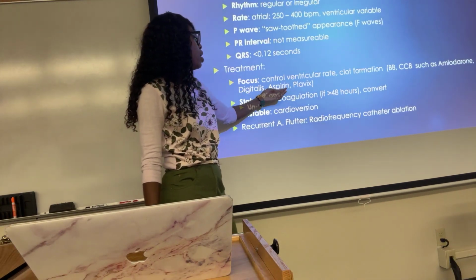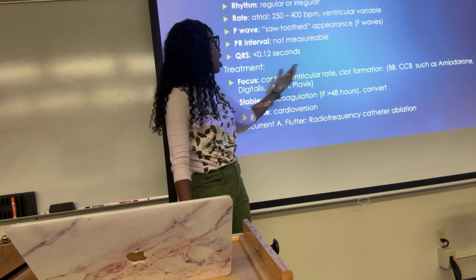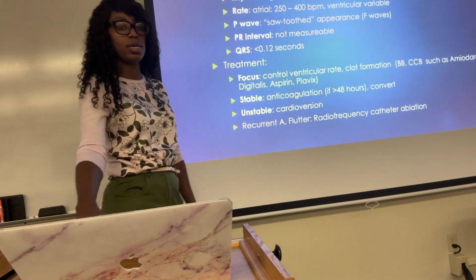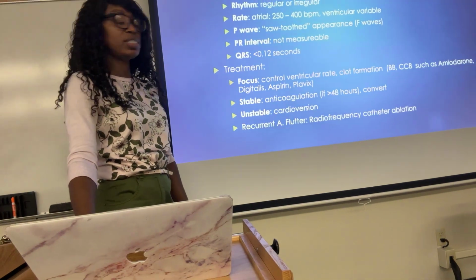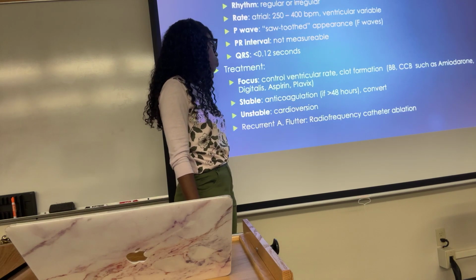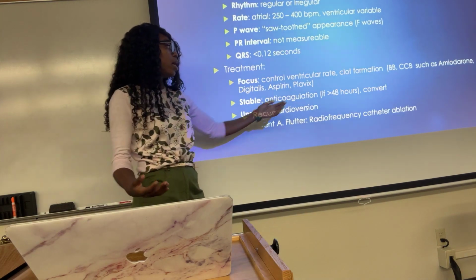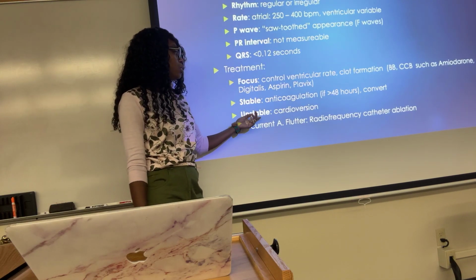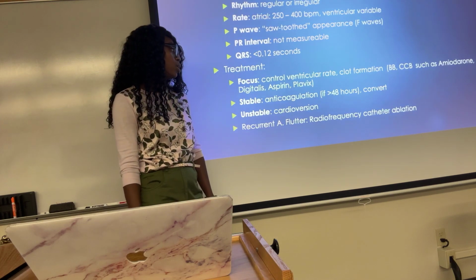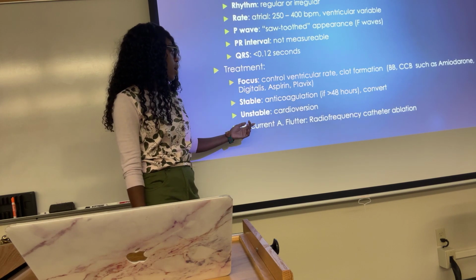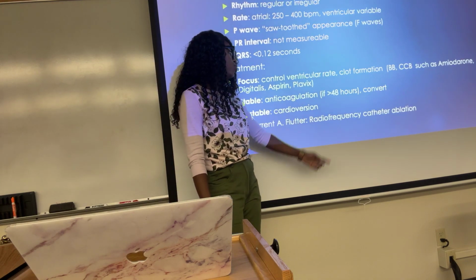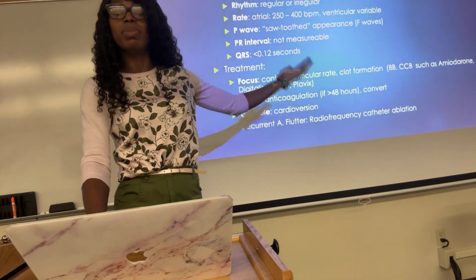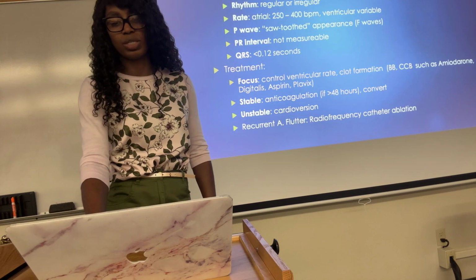So they're going to be on aspirin, Plavix for the clotting, and digoxin, beta blocker, calcium channel blocker, amiodarone for the contraction or the heartbeats. If it's stable, we do anticoagulants because we don't want them to clot, and we do a cardioversion as we're watching. They're stable, but we don't want them to stay there. If they're unstable, we definitely want to do a cardioversion. For recurrent flutter, radiofrequency catheterization, catheter ablation, so that we can burn out the area that's causing the problem.